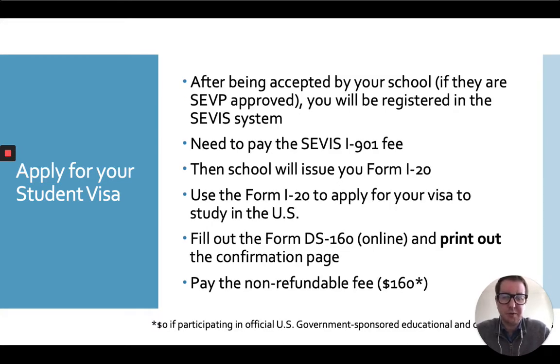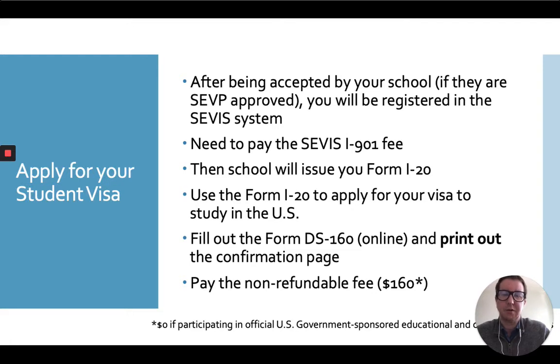After you've been accepted by the university, and if they are SEVP approved, you'll be able to register in the SEVIS program, or the SEVIS system. You'll need to pay a fee using their different systems, and then, after you've applied for this and you've paid everything, the school will issue you a Form I-20. And this I-20 you're going to take with you when you go to the U.S.